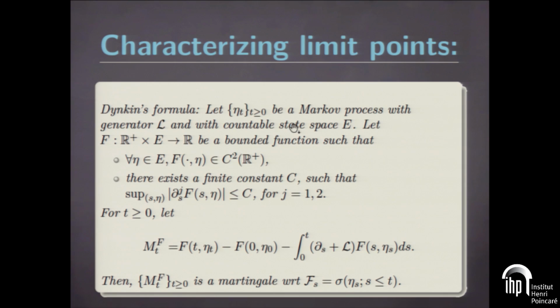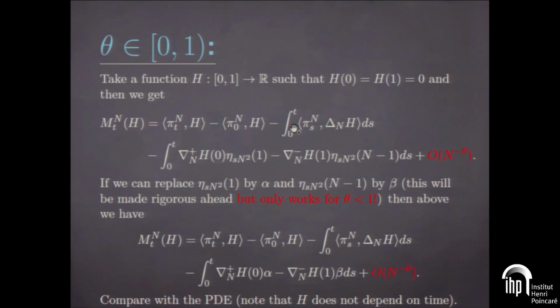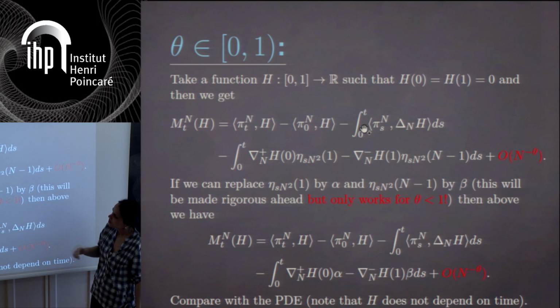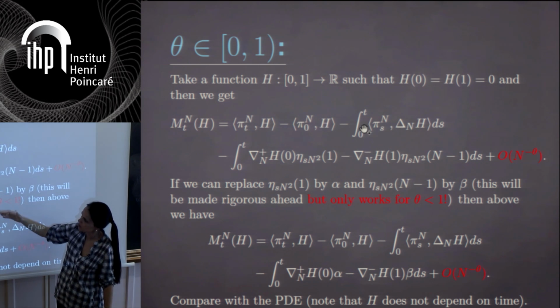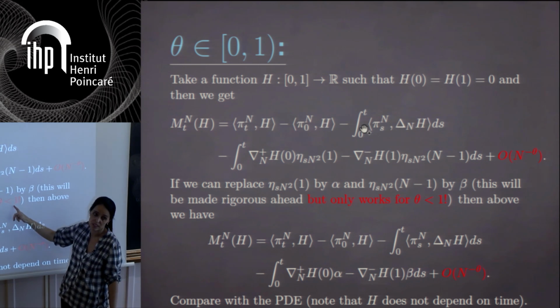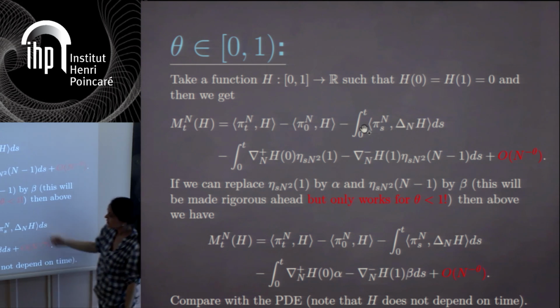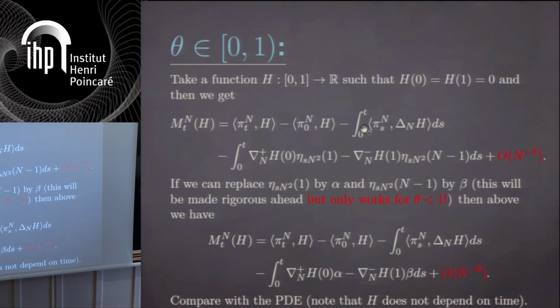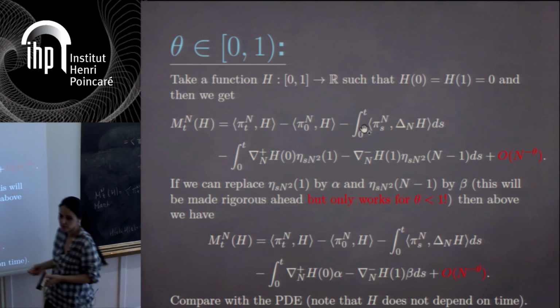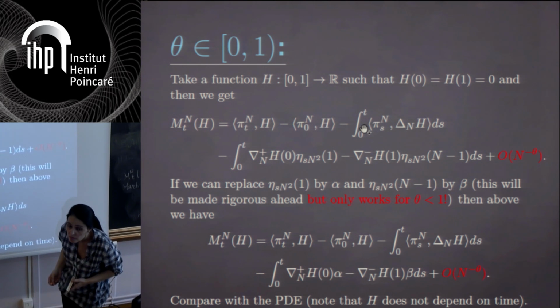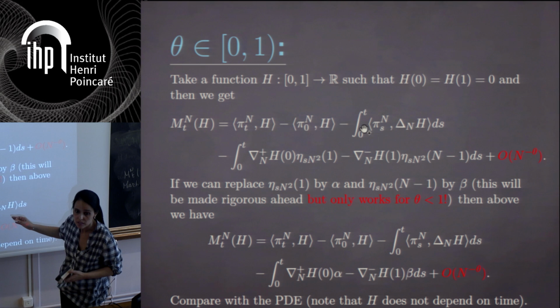So this is what I say in this slide. I have to do this replacement. And somebody asked me, I think it was you, if this was true for any theta. And no, this replacement, to replace this eta 1 by alpha or this 1 by beta, only works for theta less than 1. So we get to the terms which we see in the PDE. Theta less than 1, yeah.